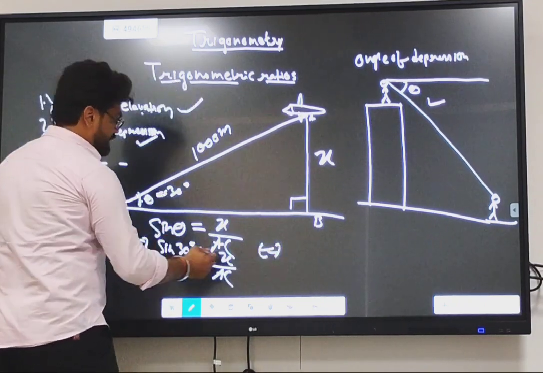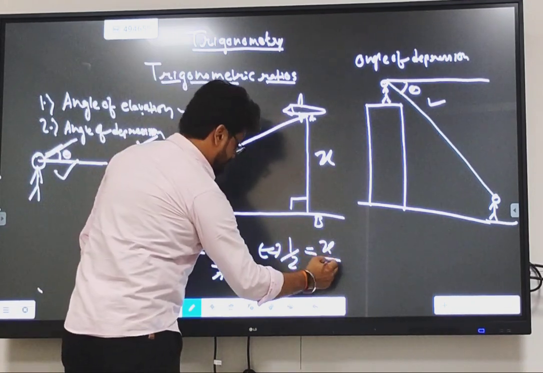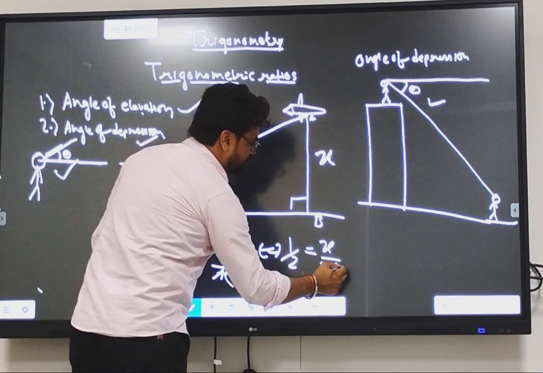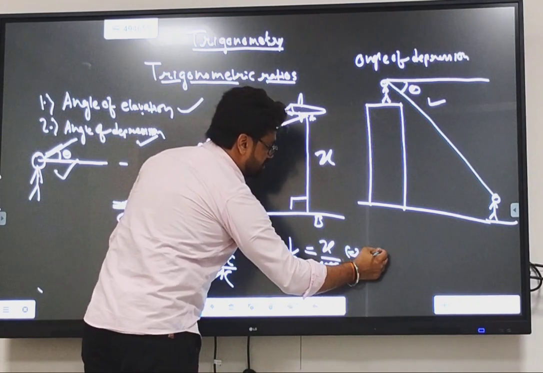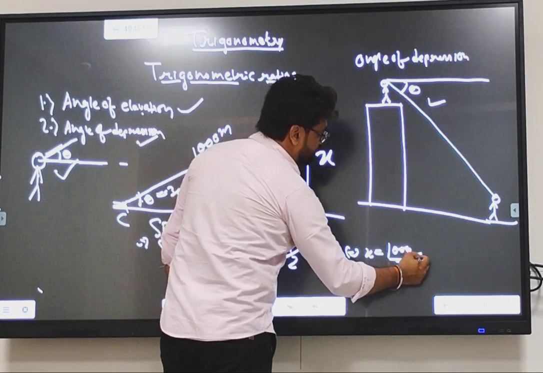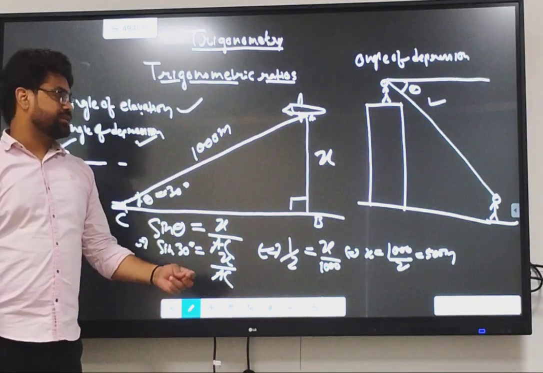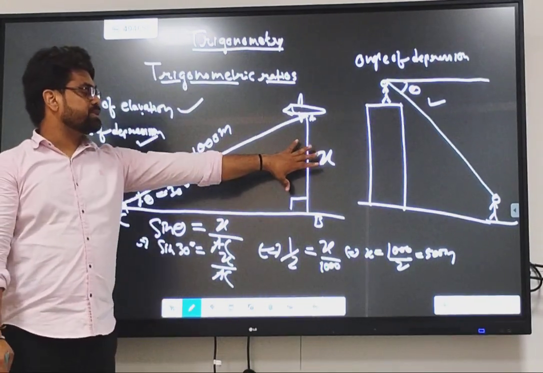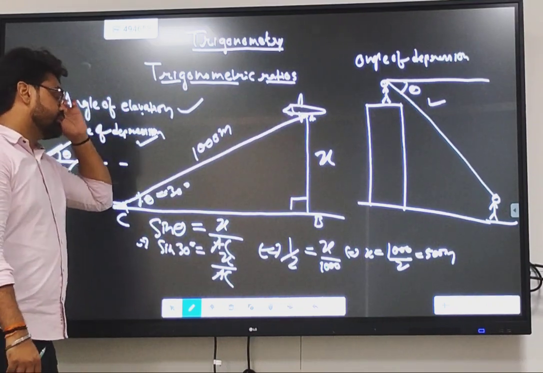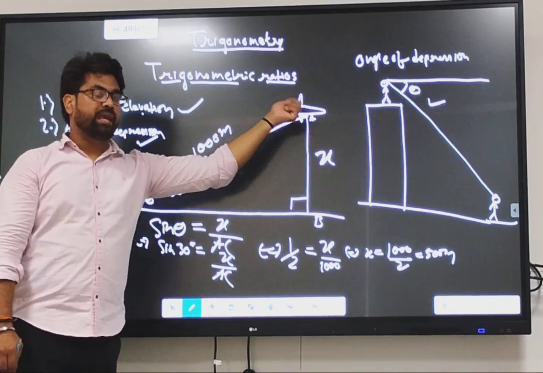Now we know that sin 30 is 1 by 2. This x needs to be found, and AC is 1000. So from here I can say that x is equal to 1000 upon 2, that will be equal to 500. See how easy it was. We find the distance at which the plane is flying simply by knowing any one side of the right angle triangle that it is making.